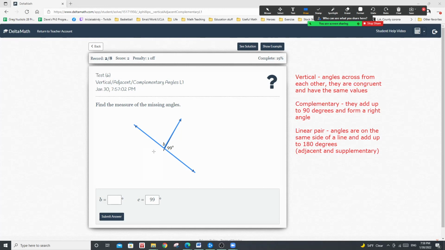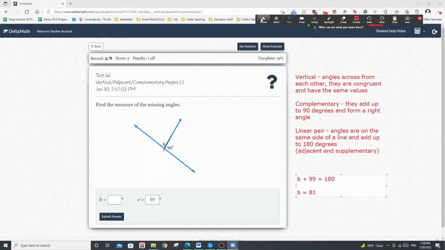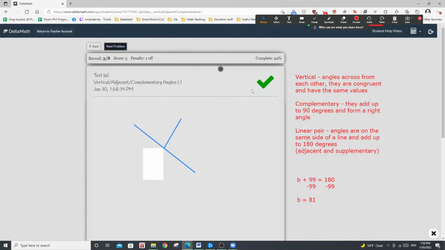All right, so this looks like our previous one where it's a linear pair. We can set up the equation. B plus 99 equals 180. B is equal to 81. Oh, you subtract. I skipped a few steps. Let me go back. I subtract 99. I want to balance the equation, okay? Make sure what I do to one side, I do to the other. So 81. And that is my answer.